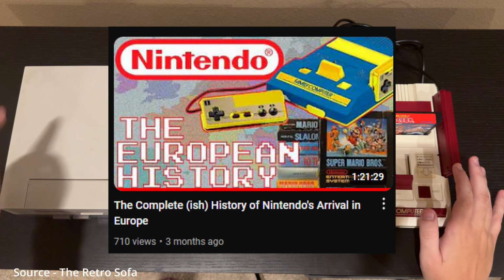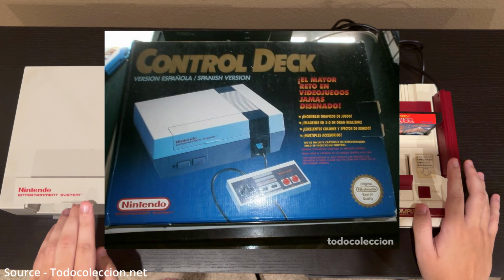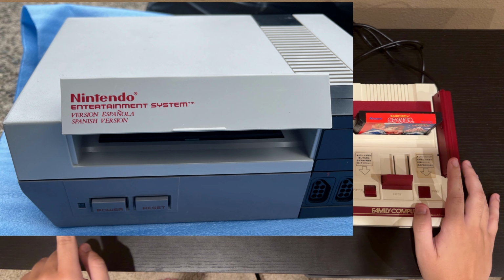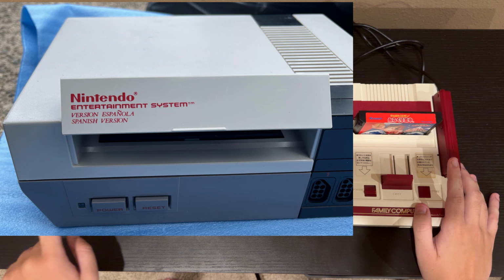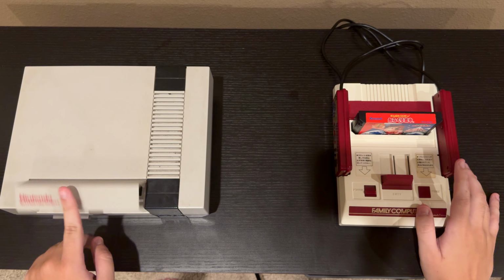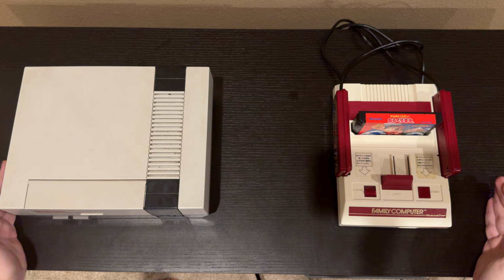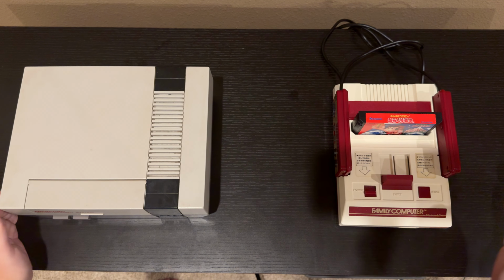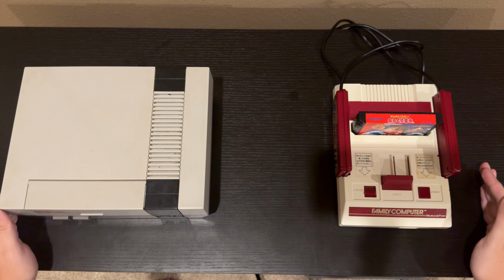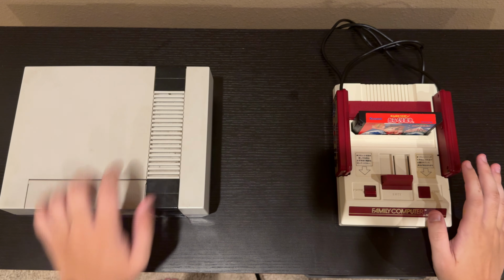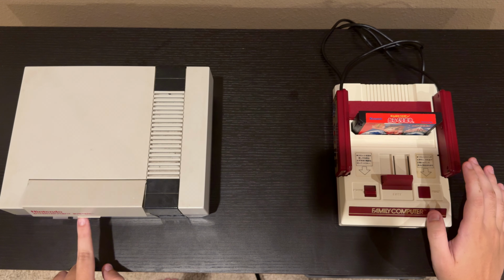There is the Spanish version of the NES, which is still a PAL B region, but for some reason it says version Española on here, or Spanish version. The game boxes are in Spanish, but it's just a PAL B European NES, okay? The French version doesn't say anything. It just says Nintendo Entertainment System.